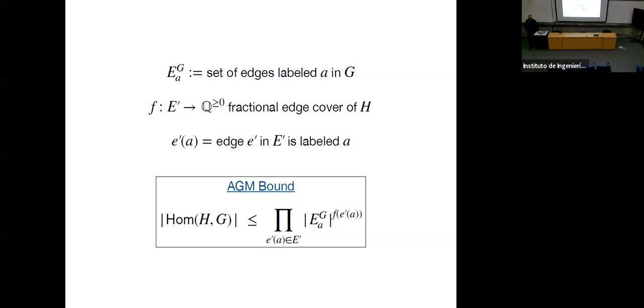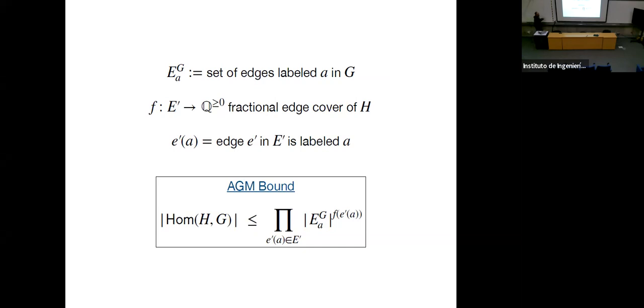It doesn't matter which fractional edge cover of H. It could be any. For any fractional edge cover, this is true. Now, what is the best bound depends on G, of course. Yeah, that's the idea. On G, right?